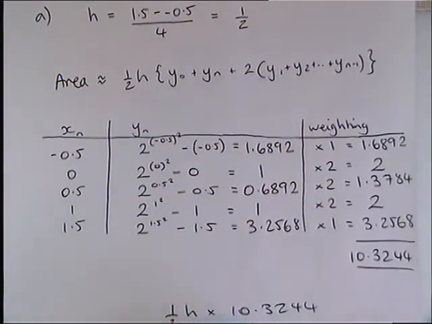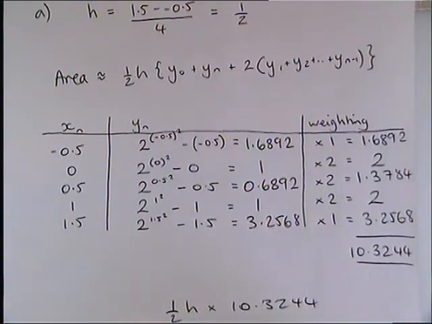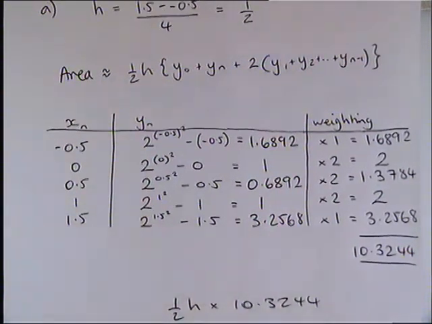H, as we discovered earlier, is a half. So this is a half times a half, in other words, a quarter. And that gives you the answer 2.5811, like that. And if I can find the question, it's 2 decimal places, so I'm going to give my answer as 2.58.